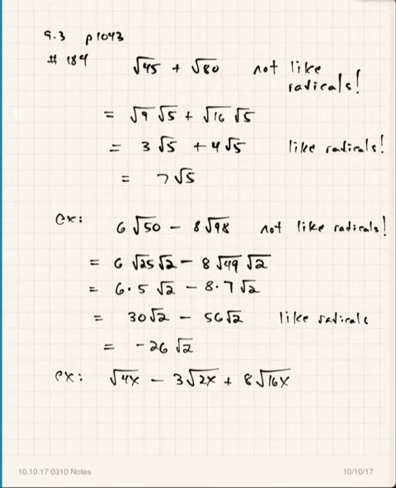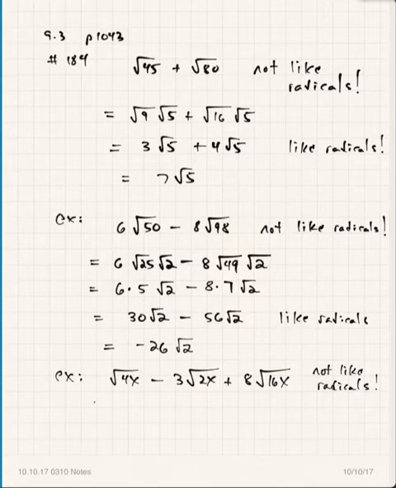Now don't mistake those for being like radicals. None of those are the same radical. Those are not like radicals. There's nothing I can do to add or subtract those. Remember, the square root has to be identical in order for them to be like radicals. And so all I can try to do is simplify each one of those.